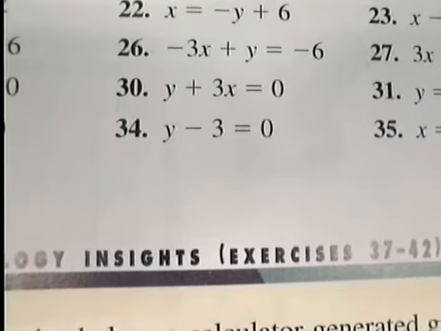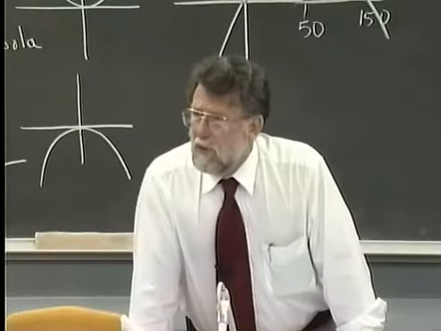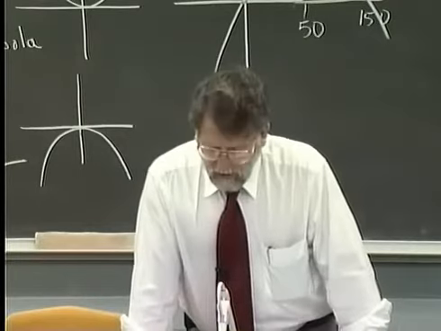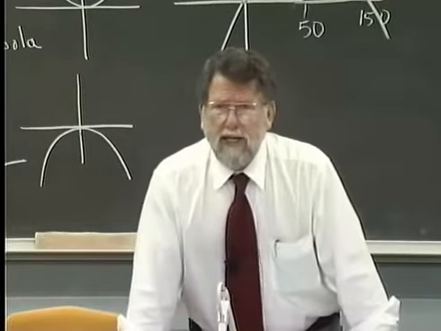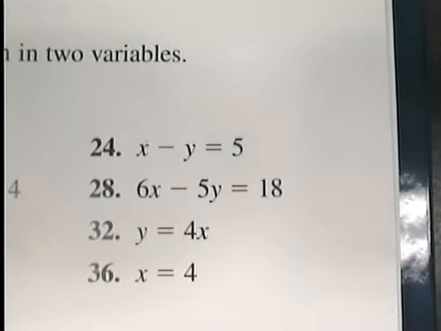y would be -3, and you'd have another point. So that would give you 2 points, and you have your line. Now, one that wasn't so darn easy is this one, 28. 6x minus 5y equals 18. Well, if you let y equal 0, that was nice because x is 3. But finding x equals 0 and y is negative 18 over 5, not so easy to graph.